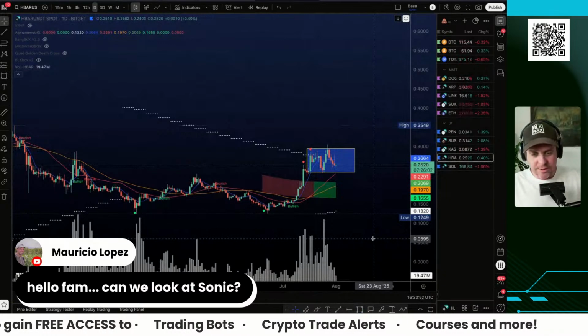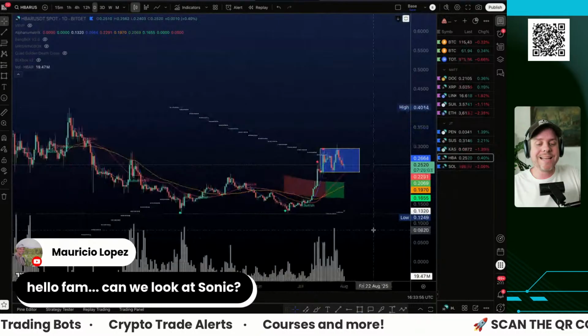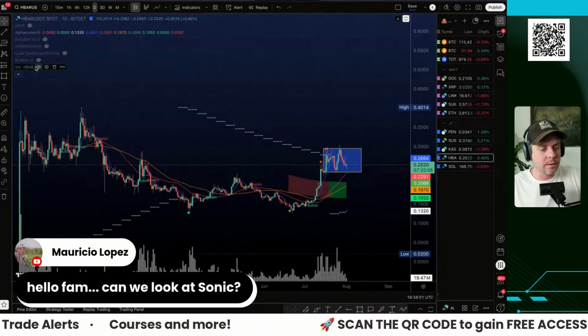H bar actually looks ready to go. Out of all the coins that we've looked at so far as a technical setup, H bar looks really healthy.